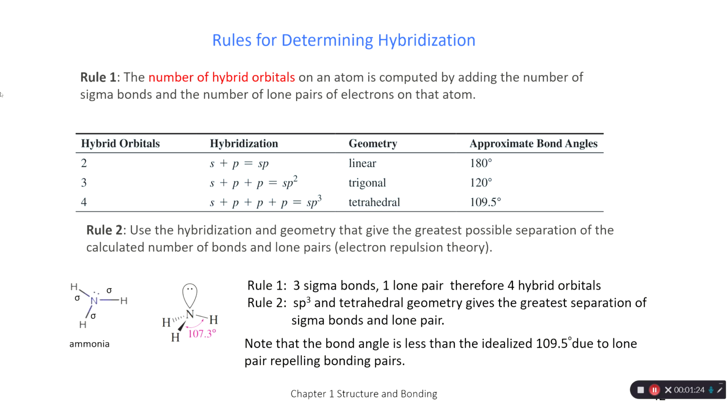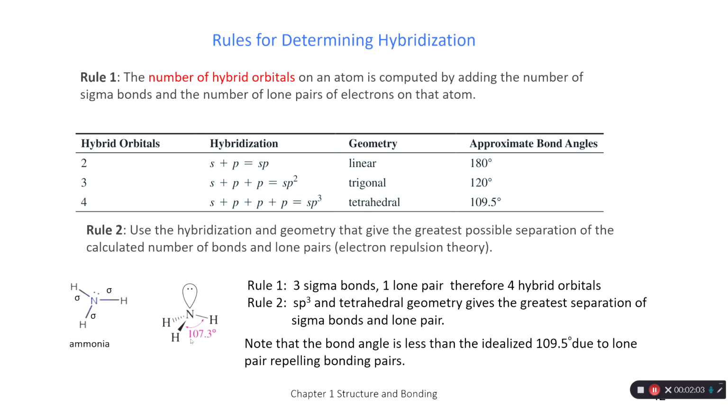So let's look at ammonia, for example. If we look at ammonia, we see that there are 3 hydrogens bonded to it, and there's 1 lone pair. So that means 3 sigma bonds and 1 lone pair. Therefore, there should be 4 hybrid orbitals. If I have 4 hybrid orbitals, therefore it's sp3 hybridized, and tetrahedral geometry will give the greatest separation of those sigma bonds and the lone pair, and you're going to see something that is close to 109.5 degrees.